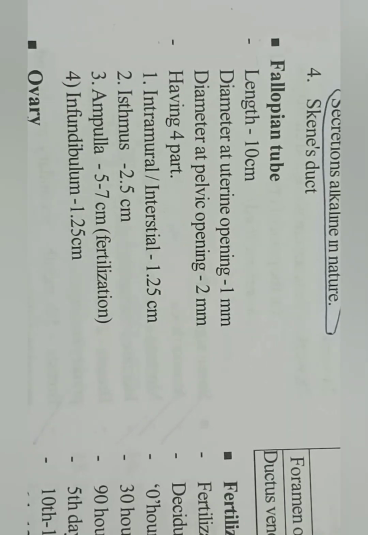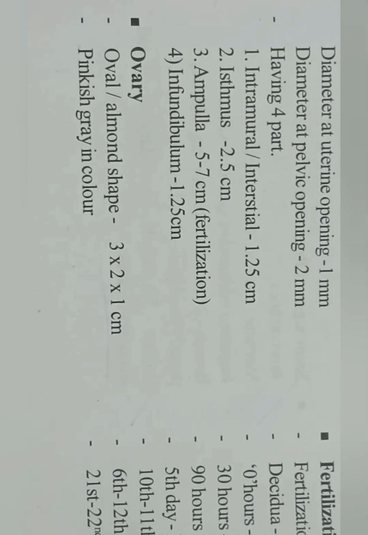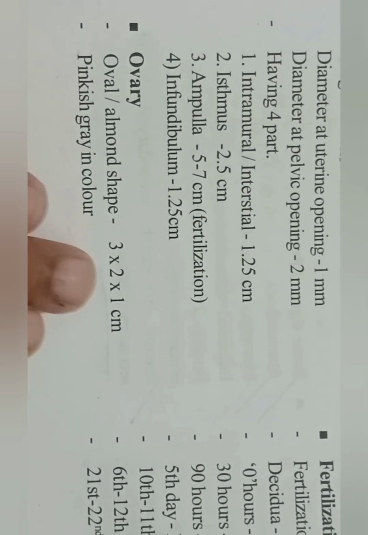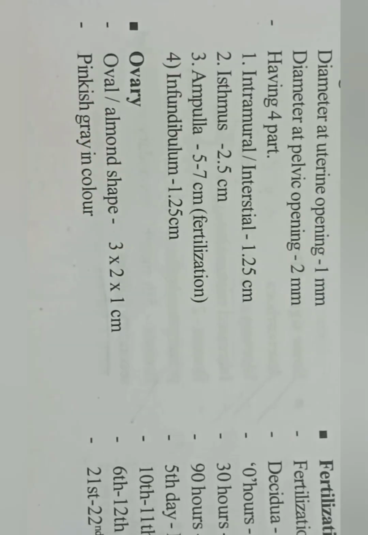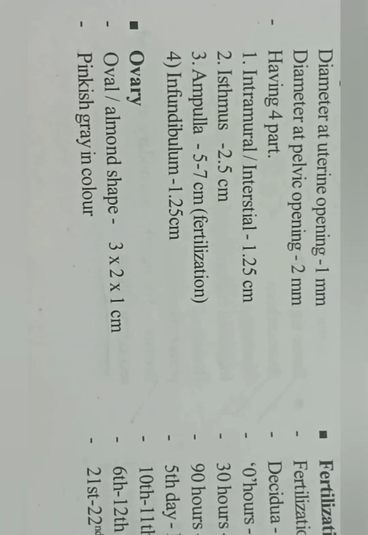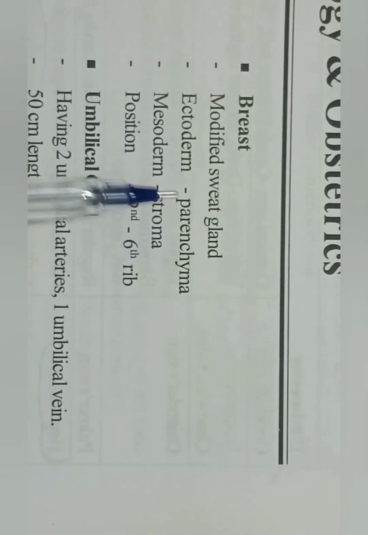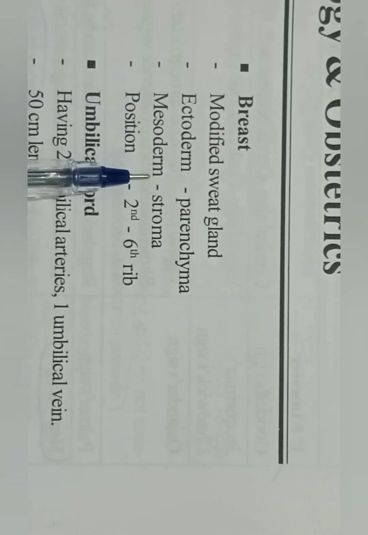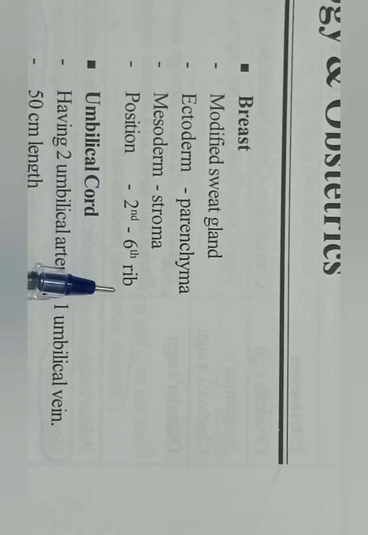Next, we go with the ovary. The ovary is oval or almond shaped. It is 3 into 2 into 1 centimeter, pinkish grey in color. Next we go with the secondary sexual character like the breast. The breast can also be called a modified sweat gland. Ectoderm, parenchyma, mesoderm, stroma, position 2nd to 6th rib.